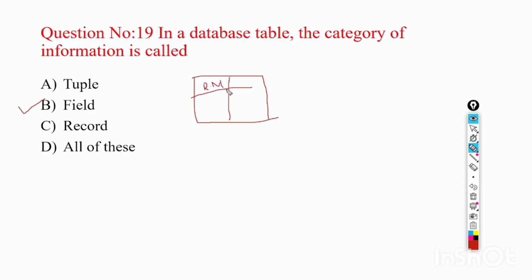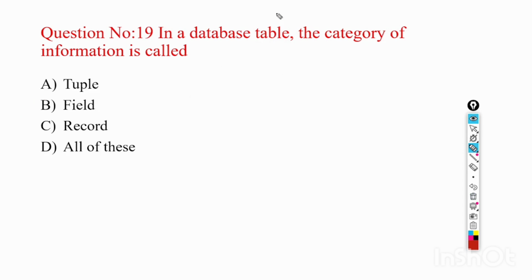a tuple, field, record, or all of these. The information of each and every column we call a field. The correct answer is field. Field means a single category of information in a table. If you want to know any single category of information, then that single category we call a field.